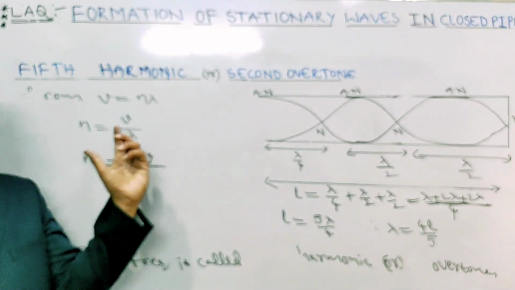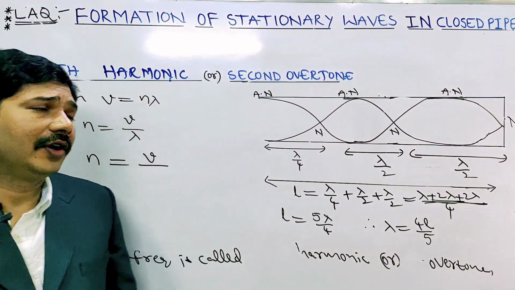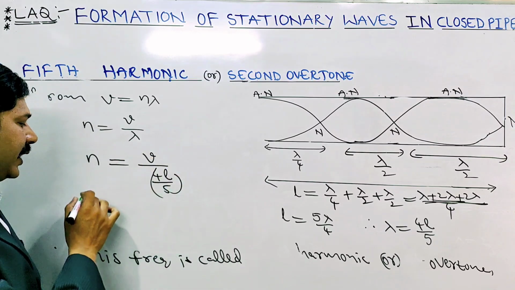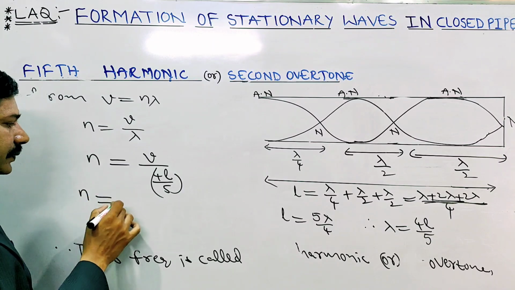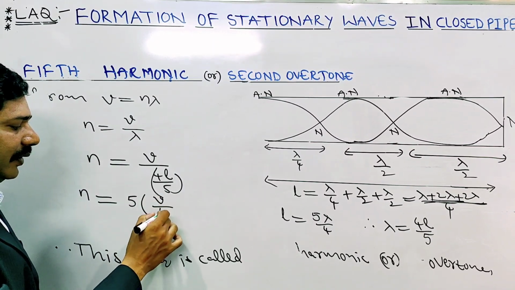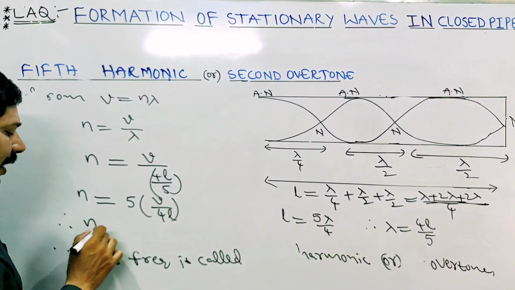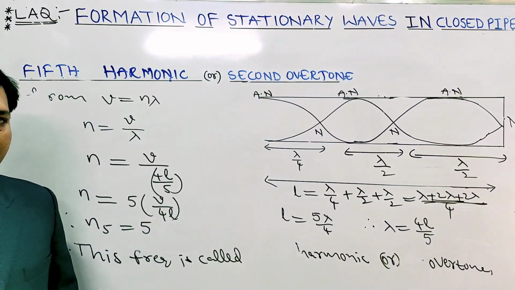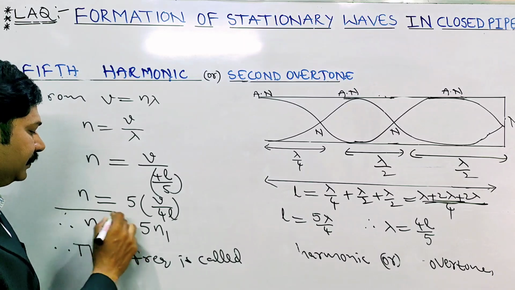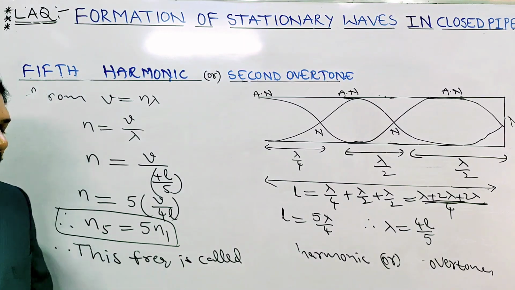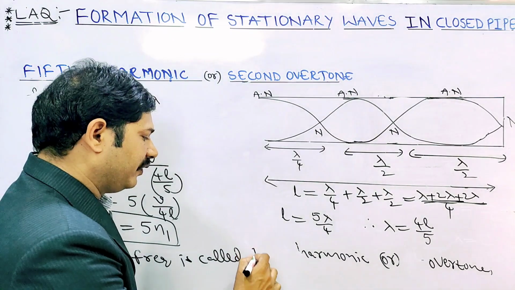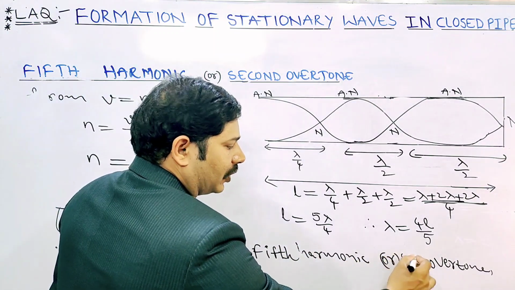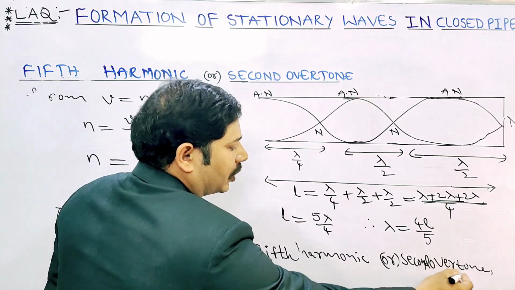Lambda value is 4L by 5. Here, from V equals N lambda, N equals V by lambda. Lambda value is 4L by 5. This 5 goes to the numerator, so N equals 5 into V by 4L. Therefore, N5 equals 5 into V by 4L. The fundamental frequency in a closed pipe is N1. So N5 equals 5N1. Therefore, this frequency is called the fifth harmonic or second overtone.